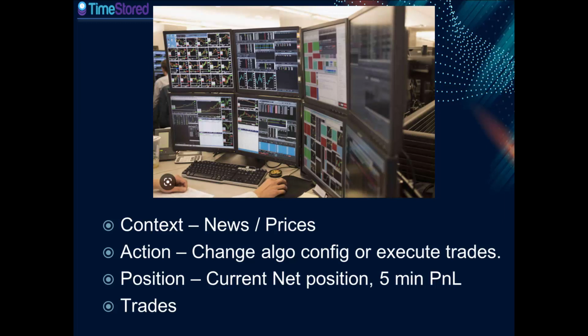Another group of applications will give position, and this could be the current net position. So maybe they have 5,000 units of Google stock in their warehouse that they want rid of, or it could show their P&L, whether that's for the last 5 minutes, for the day, or per client. And lastly, and you could consider this under position, is their trades. But quite often, this is so specialized and occurs so often, I like to put it as a 4th category.